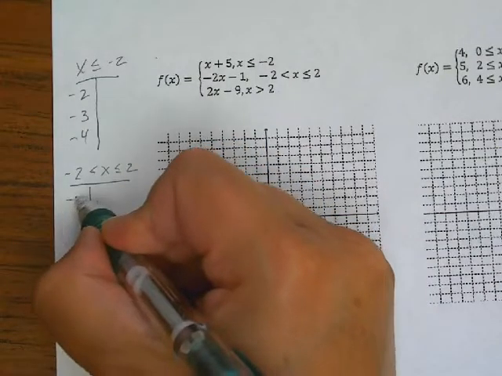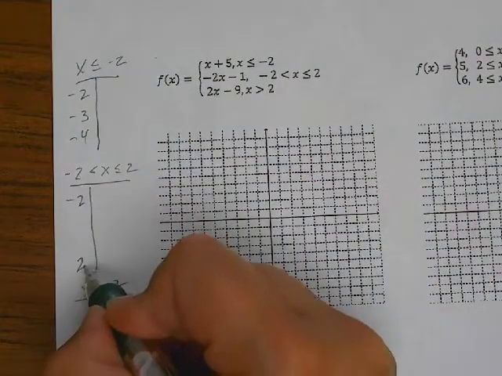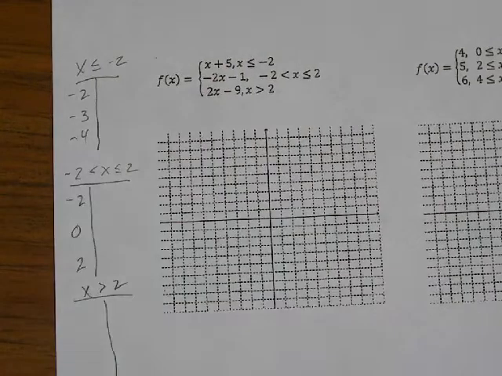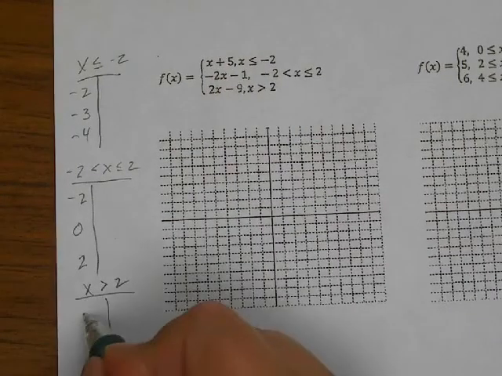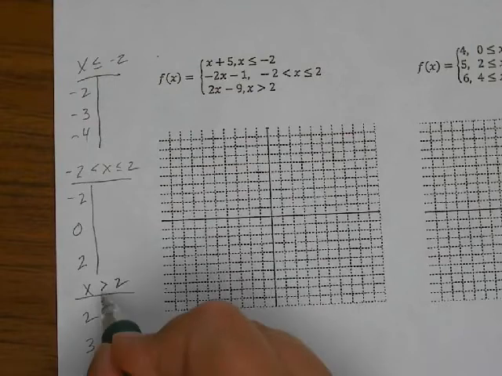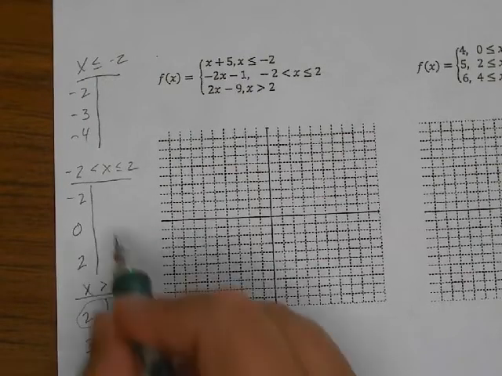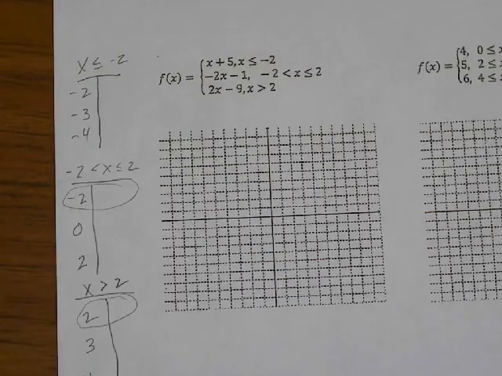Here I'm going to have -2 and 2 and something in between. I'm just going to try 0. And here I have 2 and numbers bigger than 2. Notice this has an open circle and this one has an open circle. So unless there's already a closed dot there, I'm going to put an open circle.